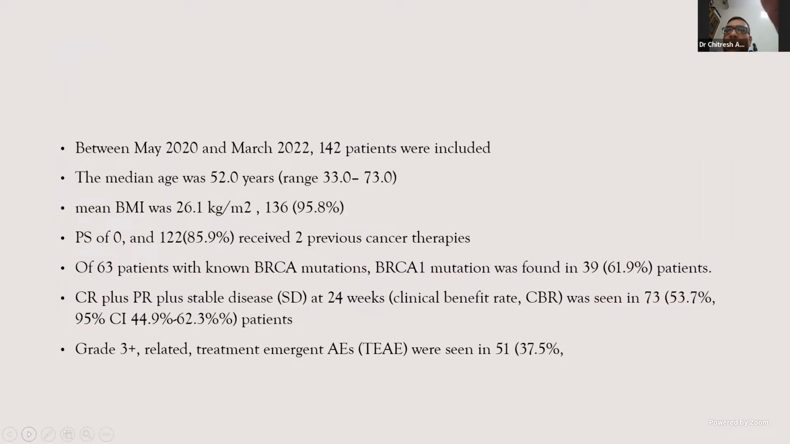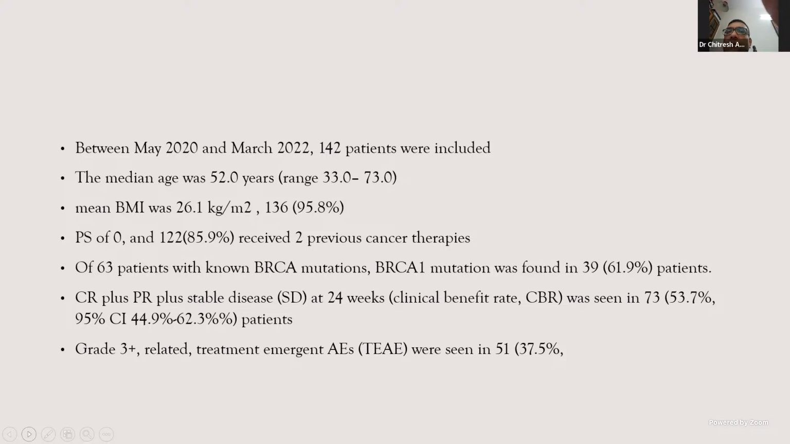Next slide. So between May 2020 and March 2022, there were 142 patients included in this. The median age of the patients was 52 years, with their age range being as low as 33 to as high as 73 years. The mean BMI was 26.1 kilograms per meter square, PS of 0, and 122 received 2 previous cancer therapies. Of 63 patients with known BRCA mutations, BRCA1 was found in 39, that is 60% of the patients.